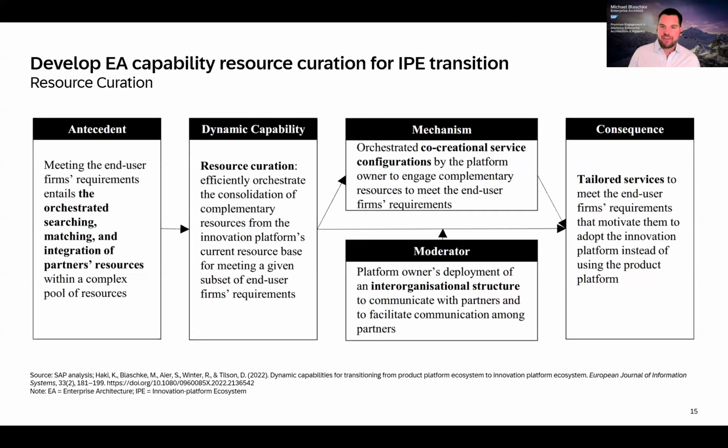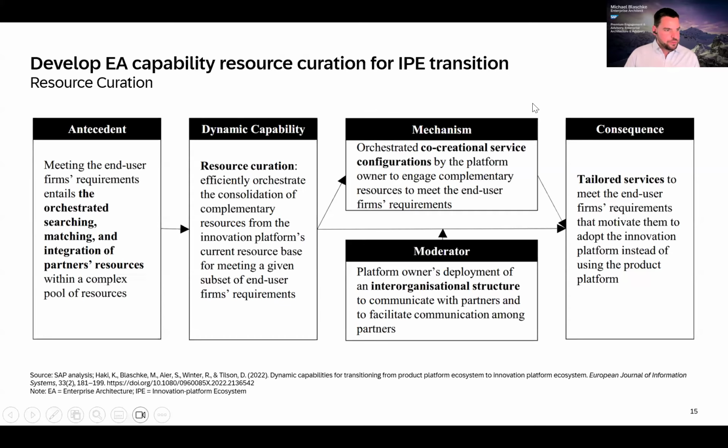Resource curation is then like having a master chef who knows exactly which ingredients work together for specific dishes. Enterprise architecture provides the frameworks for then efficiently finding, evaluating, and combining complementary partner resources in the ecosystem. This EA capability ensures the technical compatibility and business alignment across, and that's the point, across diverse service providers in the ecosystem.